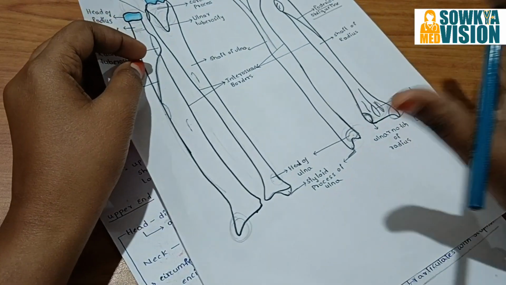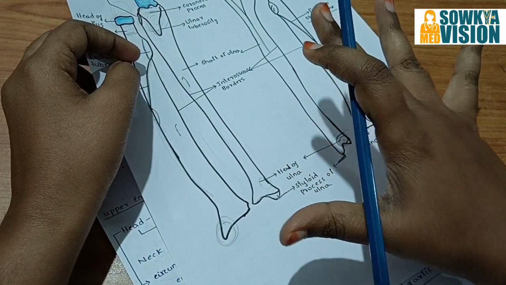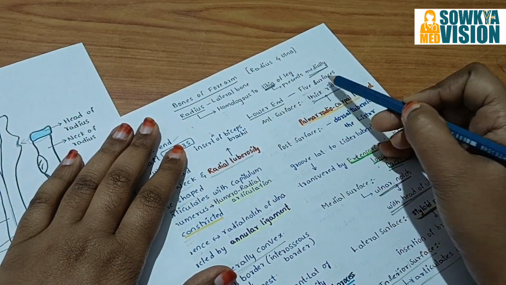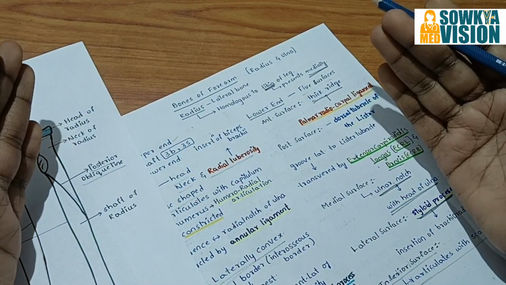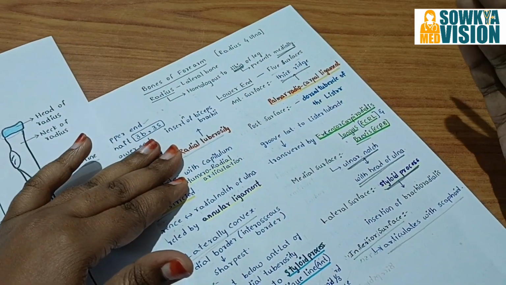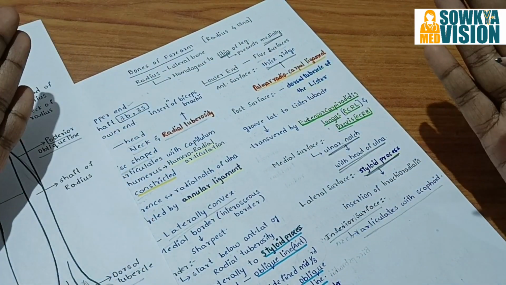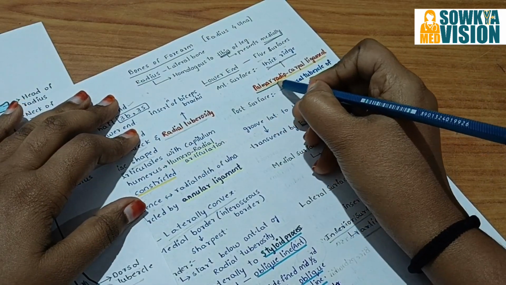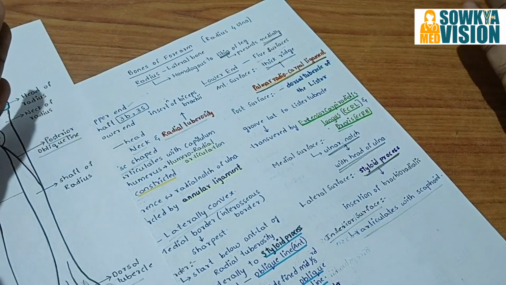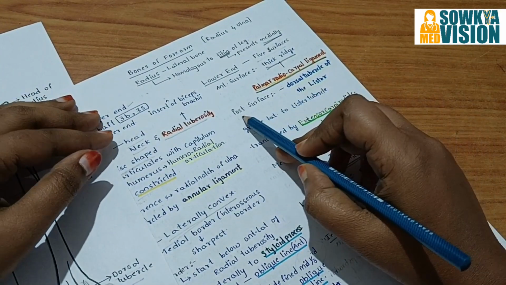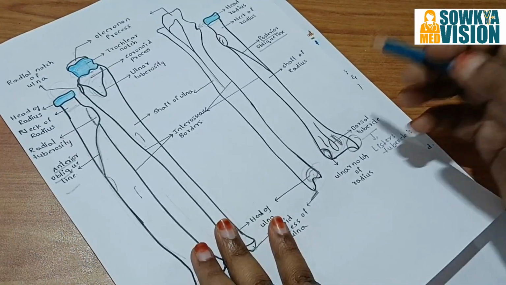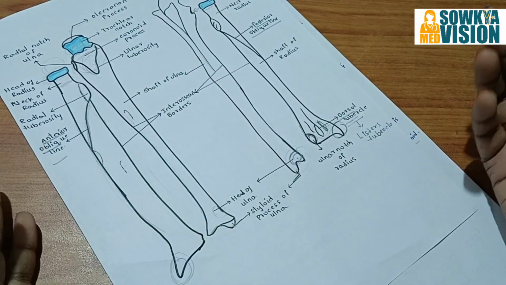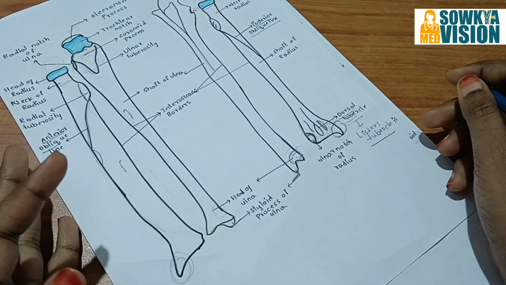The lower end of the radius contains 5 surfaces. You must remember these 5 surfaces: anterior surface, posterior surface, medial surface, lateral surface, and inferior surface. Anterior surface is thick and ridge. It represents a thick ridge for the attachment of palmar radiocarpal ligament. And posterior surface contains a tubercle. This is a posterior view. So this contains a tubercle known as dorsal tubercle, also known as Lister's tubercle.